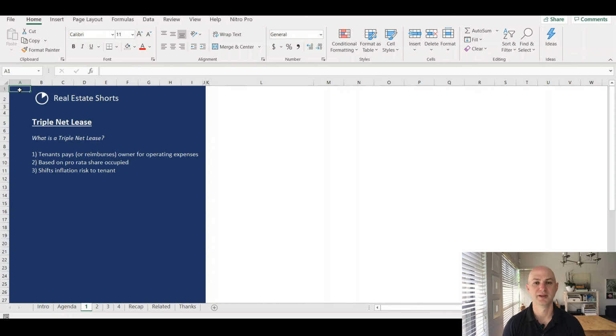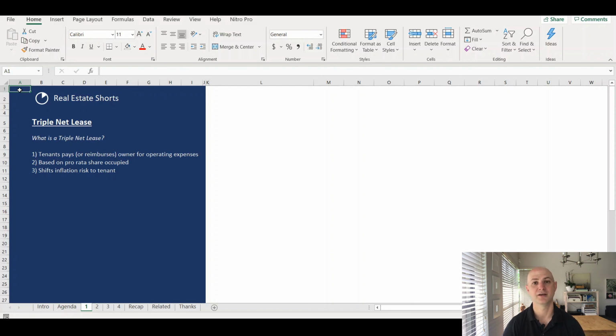Let's get started. So what is a triple net lease in commercial real estate? A triple net lease is one of the most popular lease types in that it shifts responsibility of either the payment or the reimbursement of a certain expense onto the tenant. As an example, let's say I am the owner of a building and you are a tenant. If I'm the owner of the building, I'm going to incur property tax, insurance, utility expenses, repair and maintenance expenses.